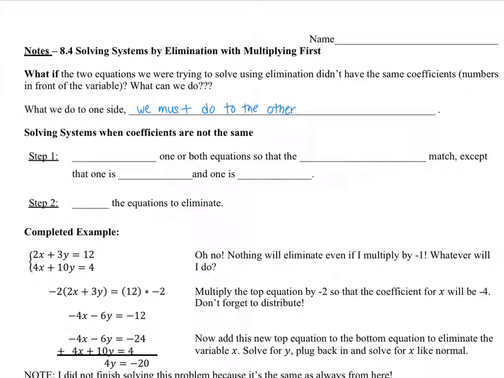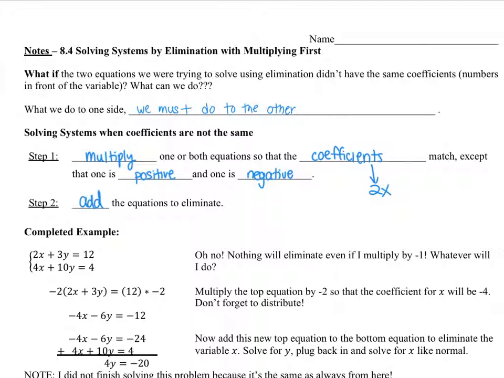So let's go back and fill in these notes here. So step 1, we want to multiply one or both equations. We'll have an example where we have to do both. So that the coefficients, and remember, a coefficient is the number in front of the variable, like 2x, 2 is the coefficient, except that one is positive and one is negative. And then you add the equations to eliminate, and then we solve like normal.